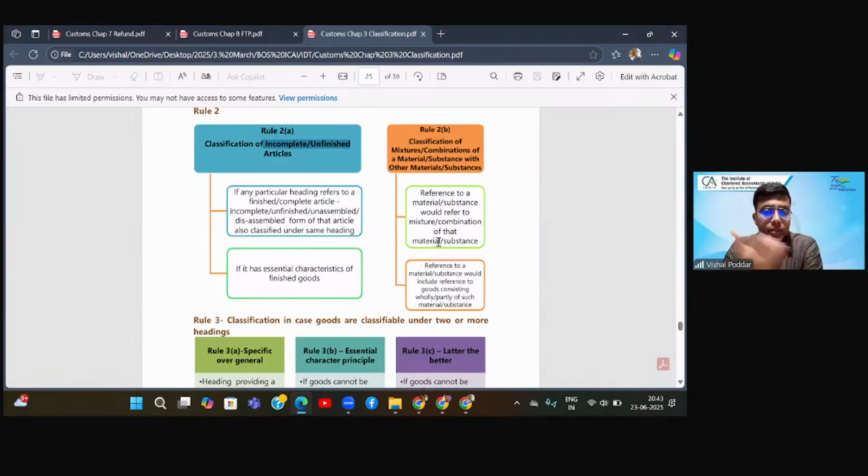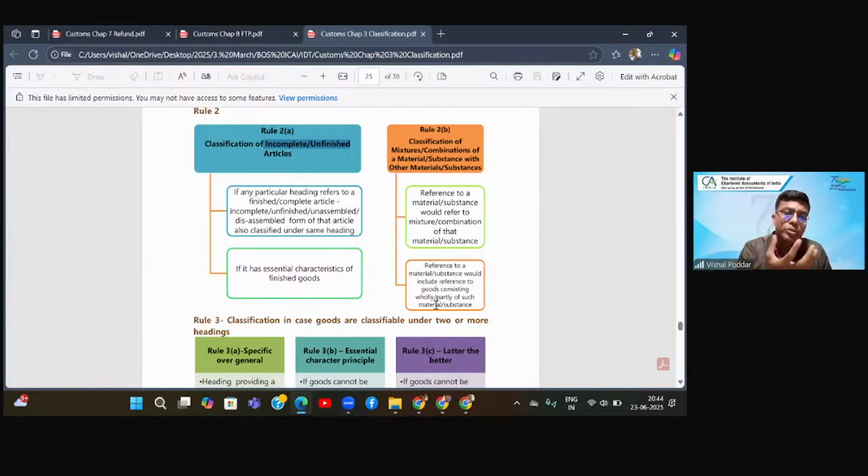In such a case, what you are receiving is a combination of different material substances. What Rule 2B says, when you are referring to any chapter where the heading gives names of the materials, is that the material heading will cover all mixtures, all combinations made using that material. So reference to a material substance would include reference to goods consisting wholly or partly of such material or substance. Where any combination you are importing has, let us say, 2-3 materials, you will go by the classification of the material itself.